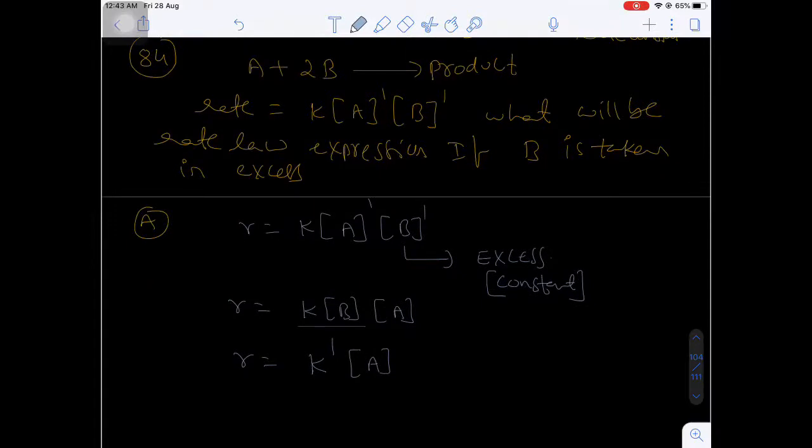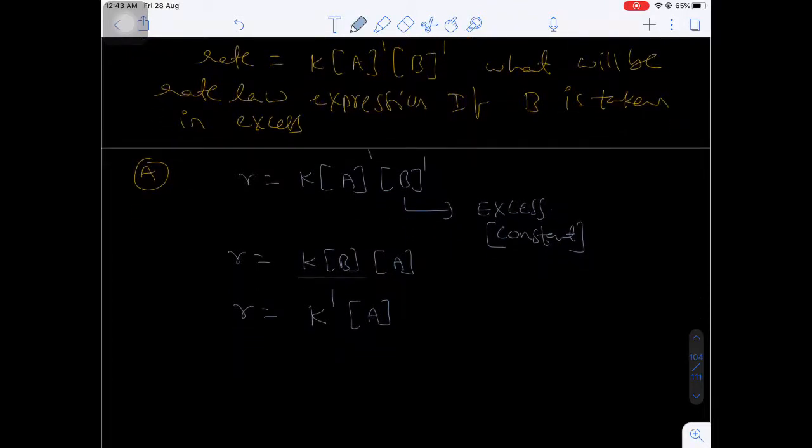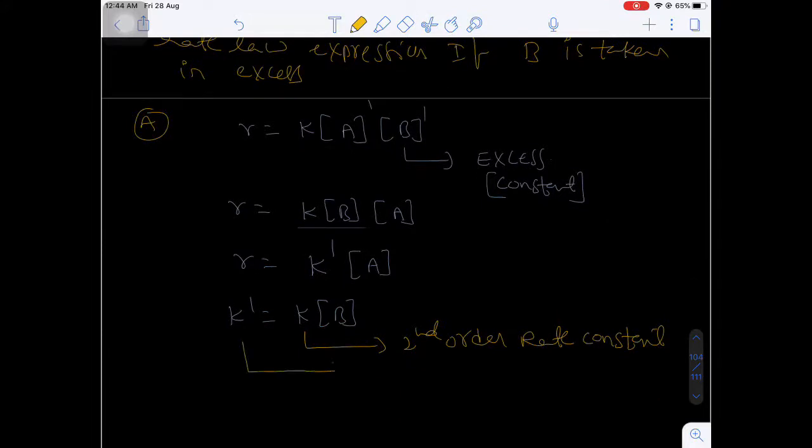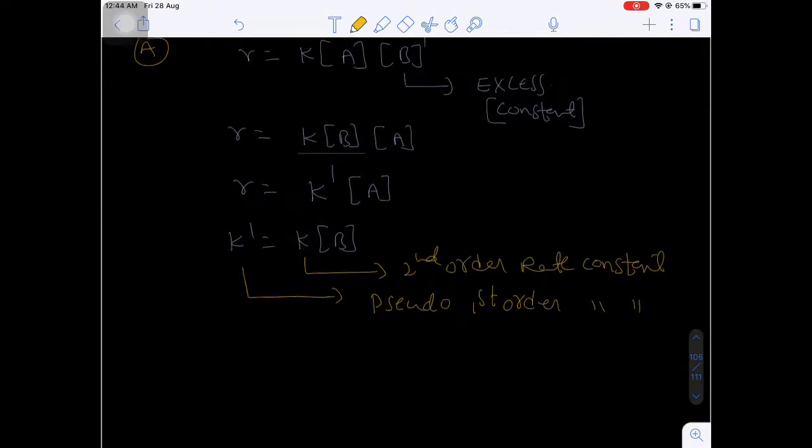Now K is a second order rate constant, K dash is a pseudo first order rate constant. That means what is the value of K dash? Nothing but K times B. Are you getting my point? Now what is the K here? Second order rate constant. What is the K dash? K dash is the pseudo first order rate constant.